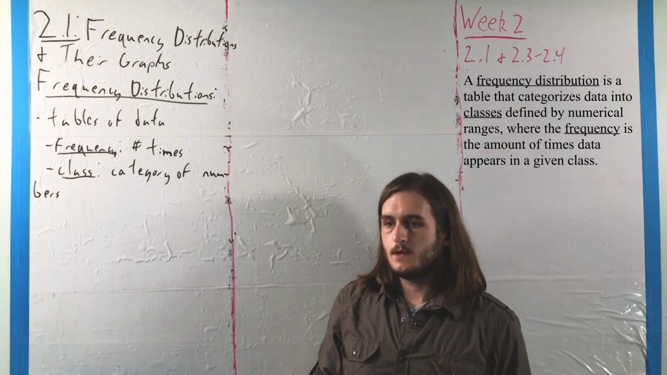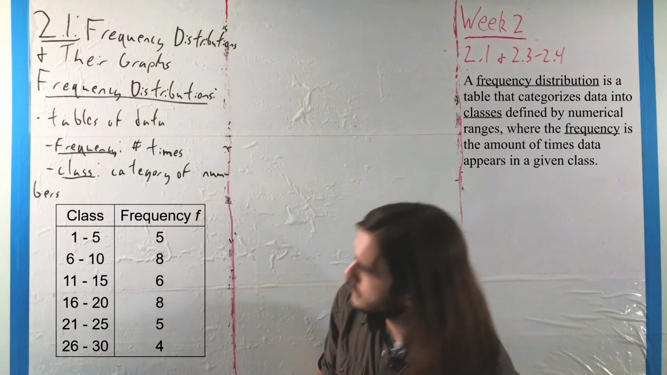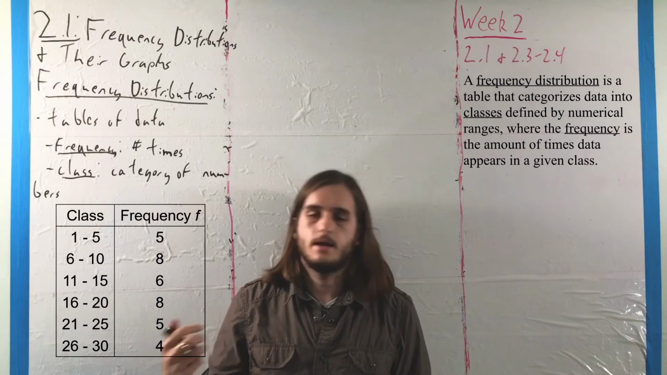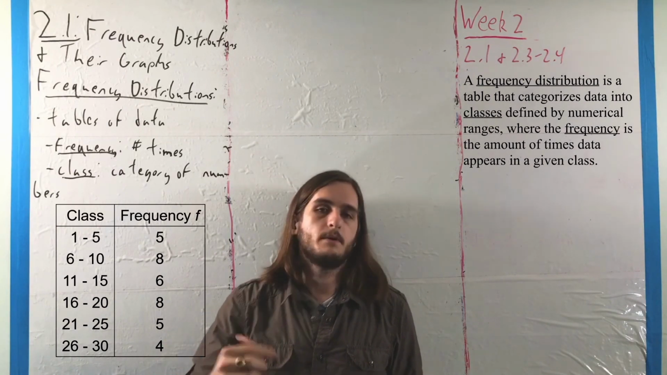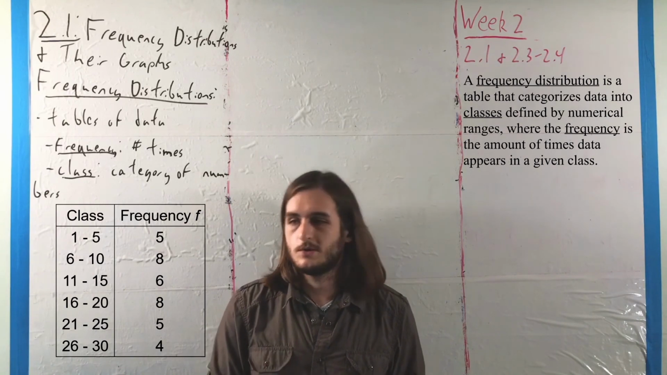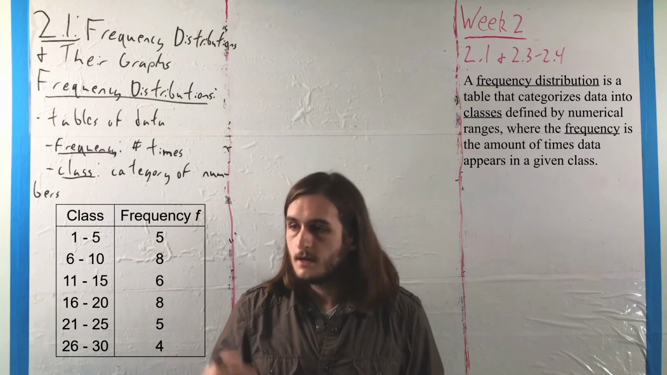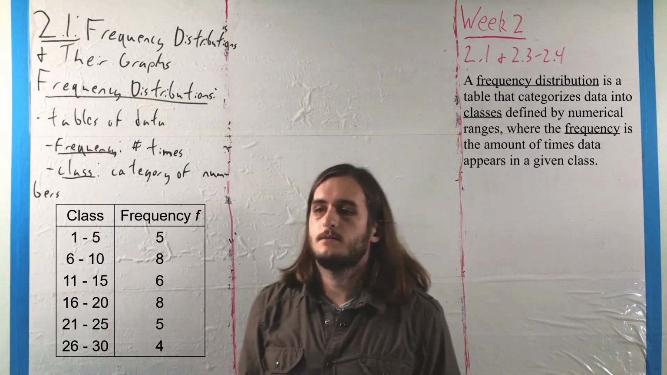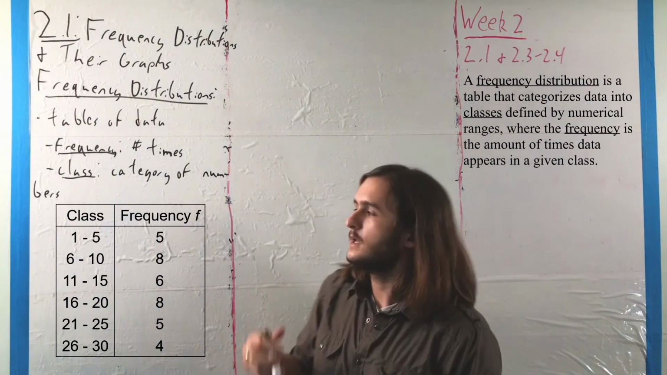Frequency distribution is essentially just a table. But it's a table built in a specific way where what we're trying to do is take that numerical data set and categorize it. We're trying to build categories into those numbers that we can fit our data into, where we're going to look at the frequencies of the data, the number of times that the data falls into one of those categories, and we call those categories classes.